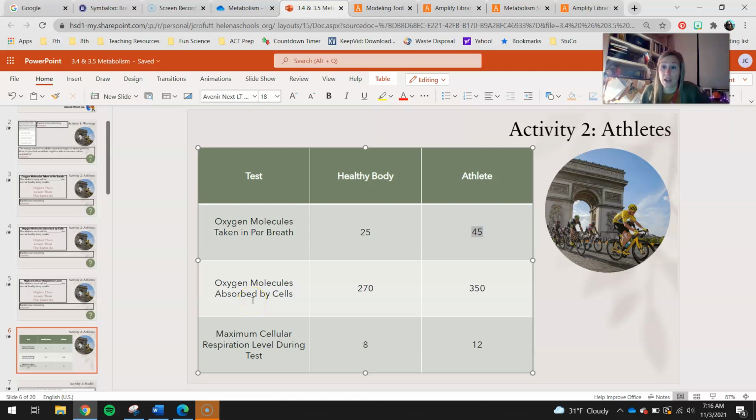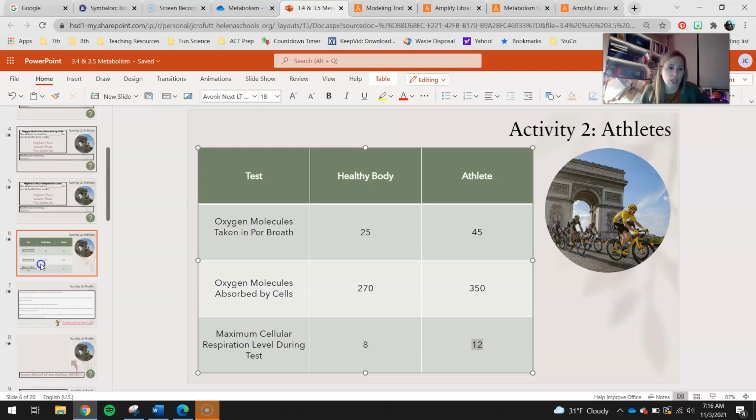Okay, this test was oxygen molecules absorbed by the cells. So this is the oxygen that actually gets to our cells. We can see a normal human is 270, whereas an athlete is 350, so quite a significant difference there. And then finally, maximum cellular respiration level. You can see a normal body is 8 and the athlete is 12. So I want you to go ahead and think about what those numbers mean and whether you were right or not with your predictions.